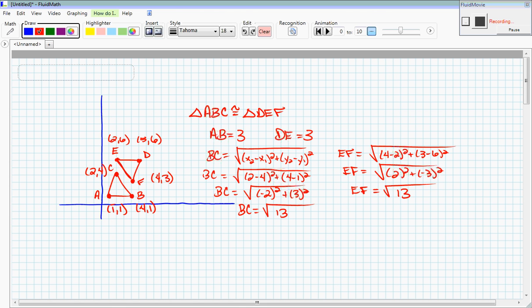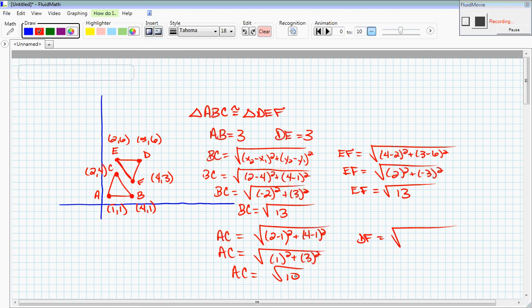The last sides, we have our sides AC, and AC matches up with DF. So again, using the distance formula, AC, let's see, 2 minus 1 squared plus 4 minus 1 squared equals the square root of 1 squared plus 3 squared. So AC equals the square root of 10.